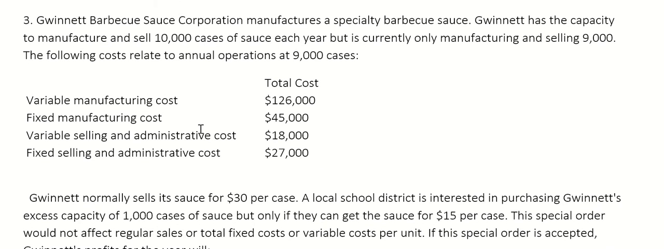Winnett Barbecue Sauce Corporation manufactures a specialty barbecue sauce. It has the capacity to manufacture and sell 10,000 cases of sauce each year, but is currently only manufacturing and selling 9,000. So they do have idle capacity, so that 1,000 capacity they could be doing something with. Because all of their fixed expenses should be covered. So you've already paid rent for that capacity, for 10,000 capacity, you've already paid some of those fixed salaries, things like that. So their fixed costs should be covered if they have idle capacity.